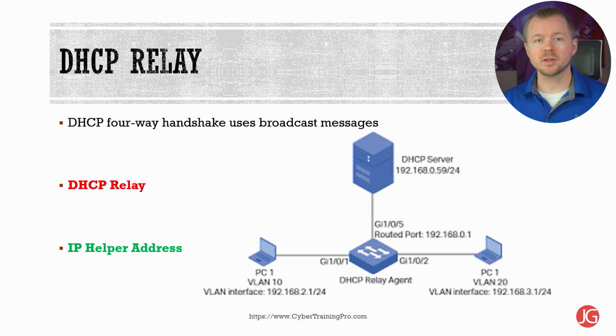In order for this to work, the router performing the DHCP relay will need the DHCP server IP address configured as the IP helper address or the UDP helper address. It's the same thing, but basically it's going to be labeled one of these.